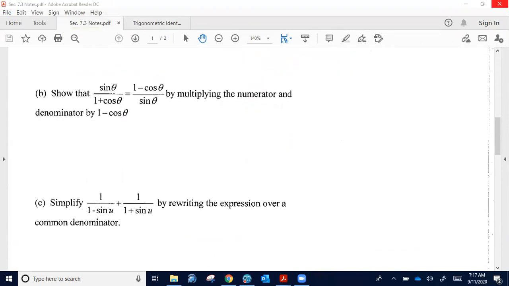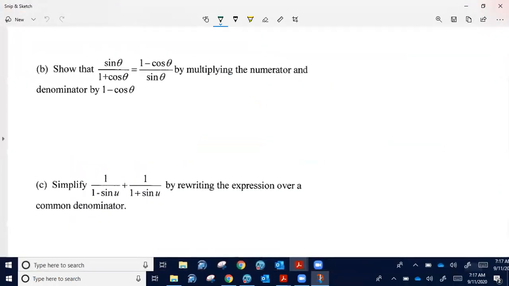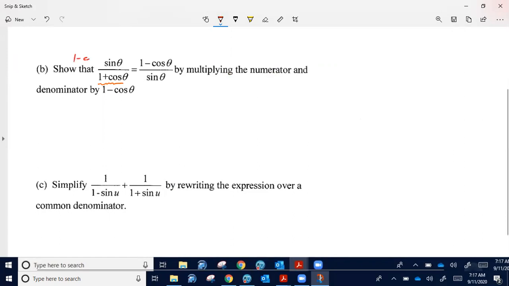Another idea that tends to happen somewhat frequently. We want to show that sine over 1 plus cosine equals 1 minus cosine over sine. Again, this is a normal problem because you have a left side and a right side. I want these to match. Whenever you see 1 plus or minus something, multiplying by its conjugate tends to work well. So I see that 1 plus cosine. I'm going to multiply the top and the bottom by 1 minus cosine.